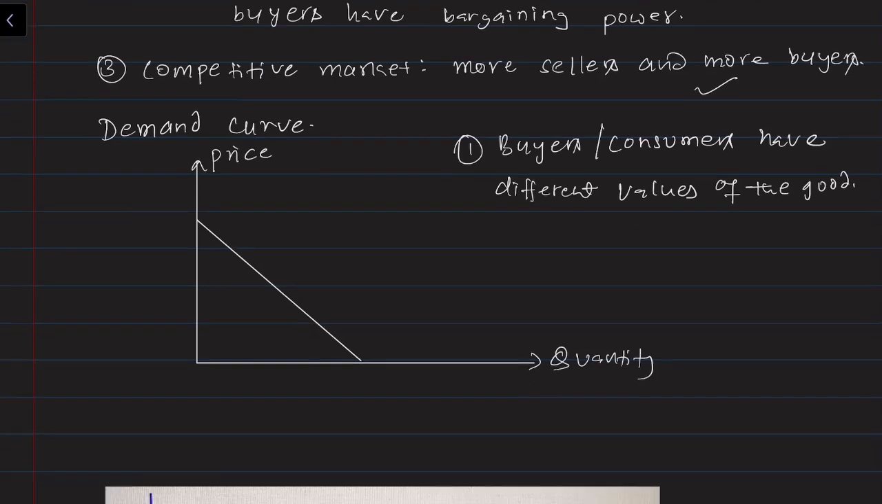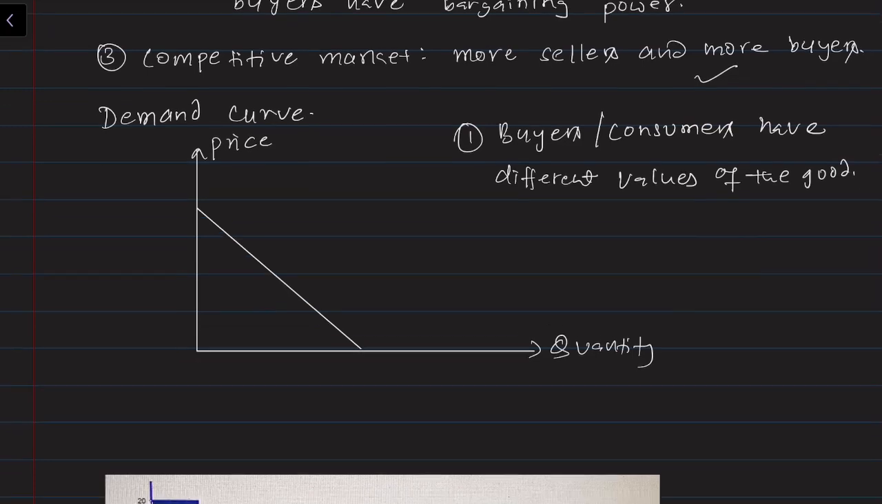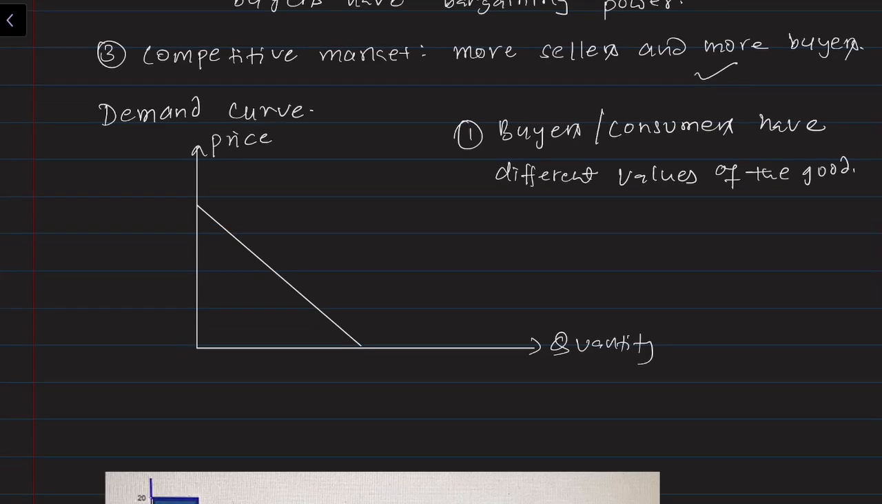So this means the quantity demanded and the price are inversely related. Whenever the price is higher, the quantity demanded decreases, and that's why the demand curve is downward sloping.